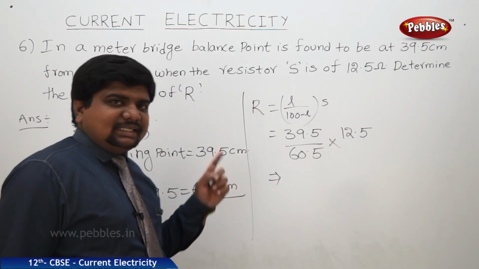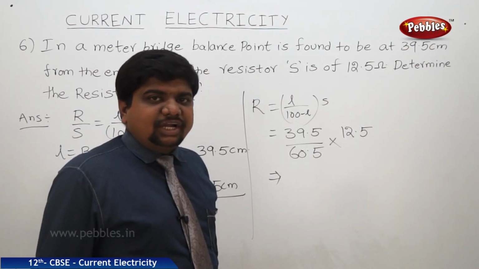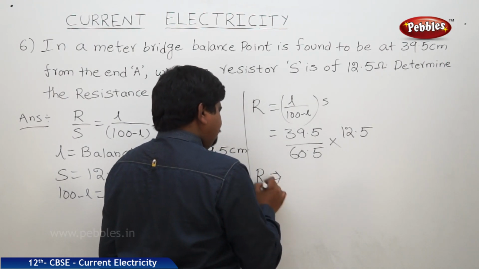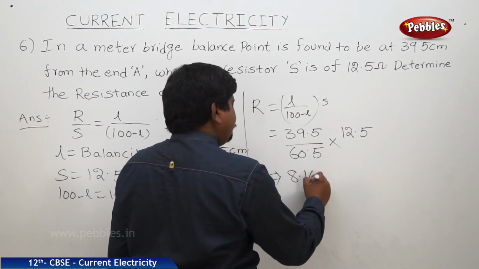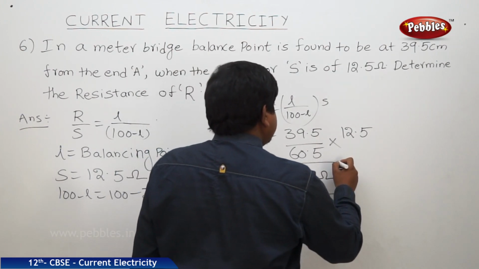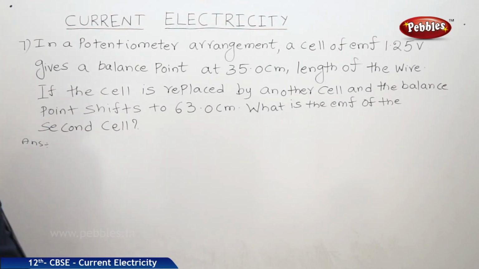So the answer is like this. Continue. When you calculate all these things, we will get the value of R is 8.16 ohms. Now we will see the problem and its content.